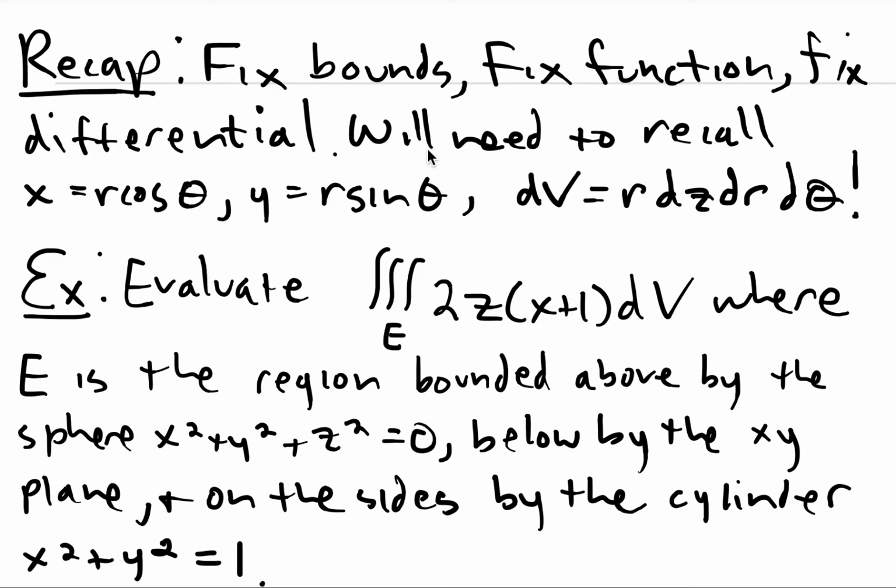Now when you are fixing both the z bounds and your function, please remember x is r cosine theta and y is r sine theta. And when you go to fix your differential, please do not forget this r here, okay? So your differential, when you go to fix that, is r dz dr d theta, okay?